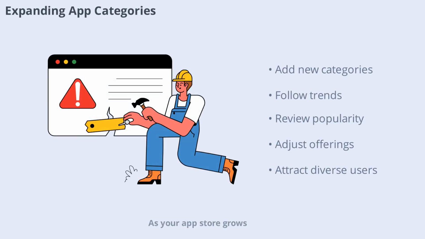As your App Store grows, consider expanding your categories to attract a wider audience. Add new sections for trending app types or niche interests. Regularly review which categories are most popular and adjust your offerings accordingly. This flexibility helps keep your store relevant and appealing to diverse users.